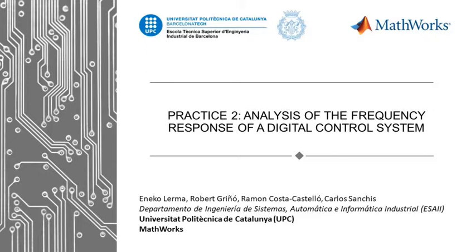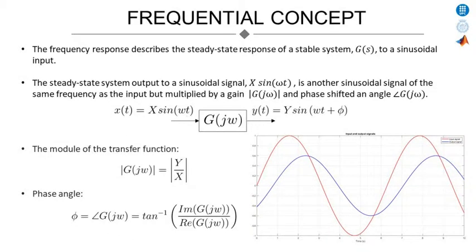But first, before beginning to analyze the frequency response of the system, it will be explained what a frequency response is and how its transfer function is obtained. The frequency response is the steady-state response of an unstable system to a sinusoidal input. The output of the system will be another sinusoidal signal of the same frequency but multiplied by a gain and shifted in phase by an angle.